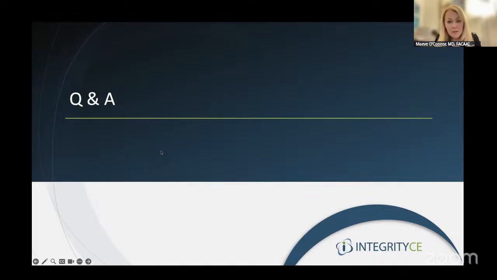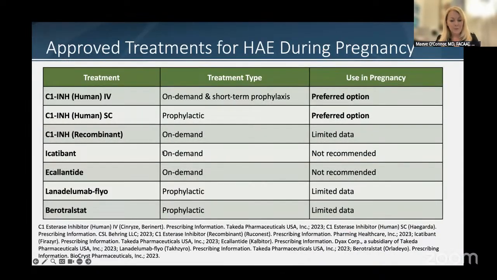You know, I actually have a slide on this. I was hoping somebody would ask if I can forward this slide. There we go. And so you can see there at the top, you have C1 inhibitor. It's an IV product for on-demand and short-term prophylaxis. That is the preferred option in pregnancy. And then you've got another C1 inhibitor product as a prophylactic product that's given subcutaneously. That is the preferred option. So really, this is what you would want to do ideally as far as guideline-driven recommendations for prophylaxis and then also on-demand. It would be both C1 inhibitor replacement.